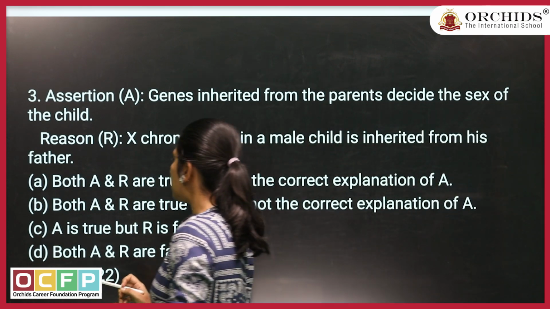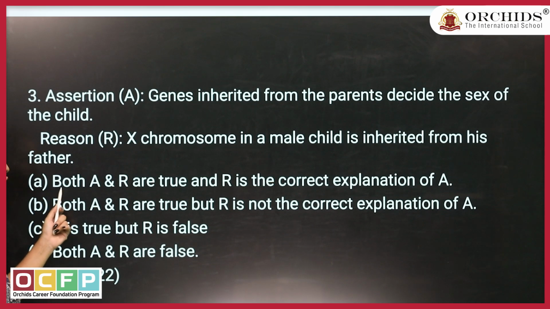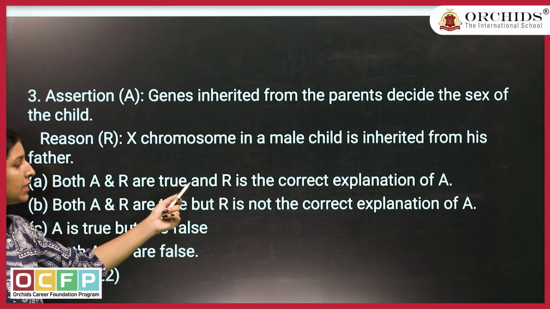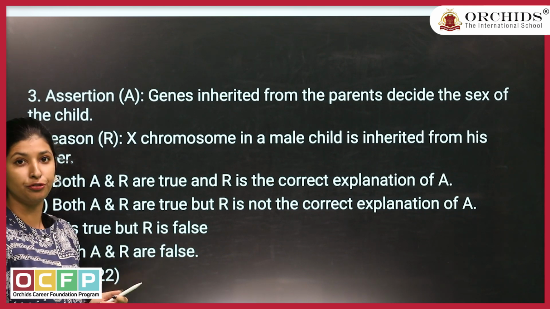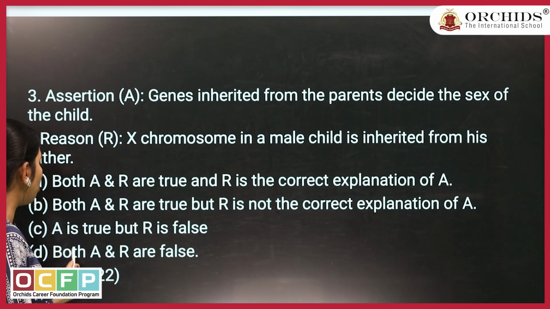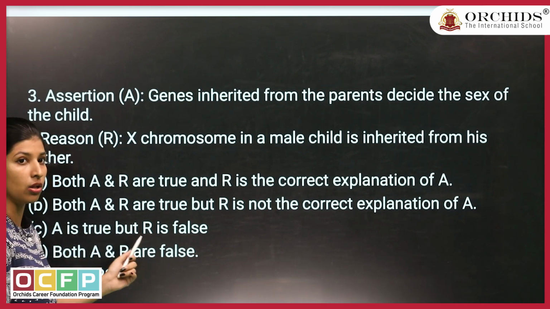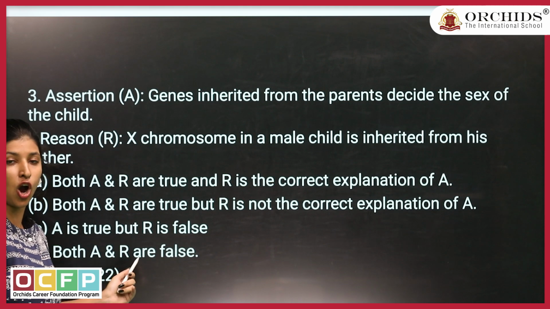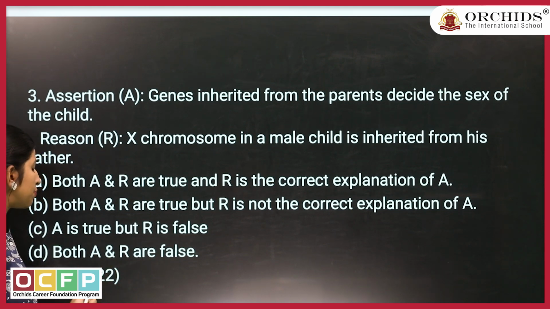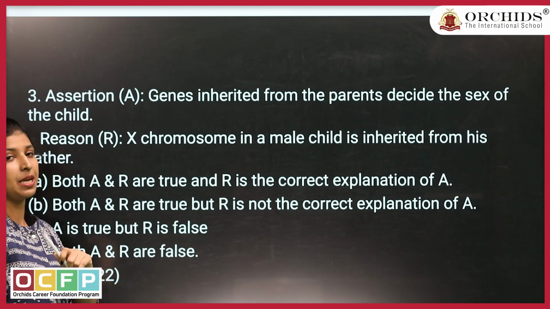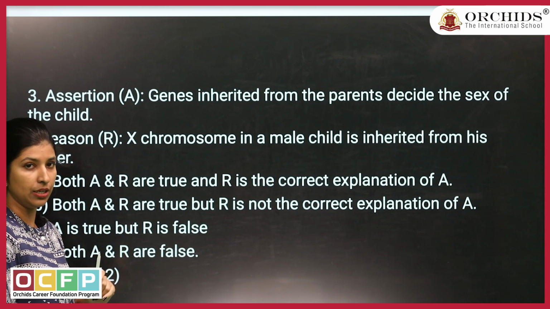Here, when you look at this question, we have option A, both A and R are true, and R is the correct explanation of A. And in B, we have both A and R are true, but R is not the correct explanation of A. And now in C, we have A is true, but R is false. And in option D, we have both A and R are false. This option is not very common in the CBSE board exam papers, but we can see this kind of question multiple times in the CBSE question papers from this particular chapter.